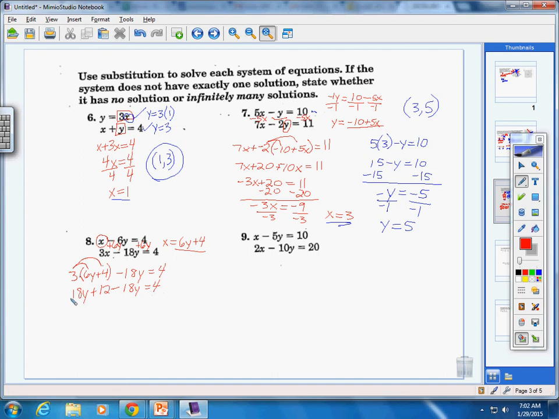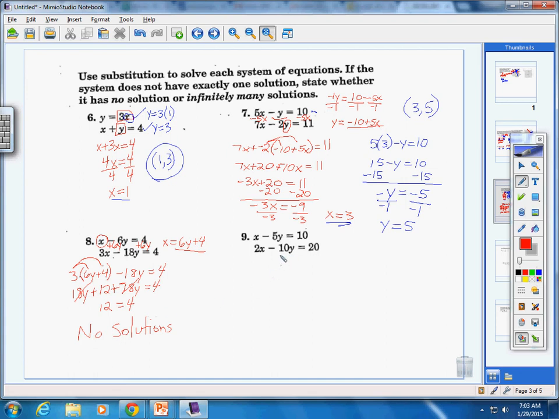Guys, hopefully you've recognized it already. When you combine your like terms, positive 18y and a negative 18y, these are going to cancel out. So you're only going to be left with 12 equals 4. We know that's not a true statement, so we don't have to go any further. Don't waste your time. This is no solutions. If you know that these are going to cancel out and you're going to be left with a false statement, boom, no solutions.